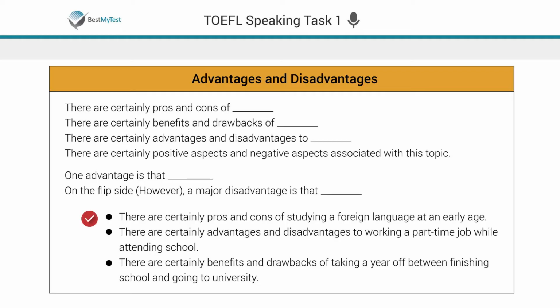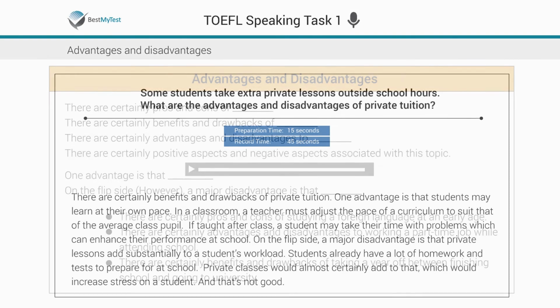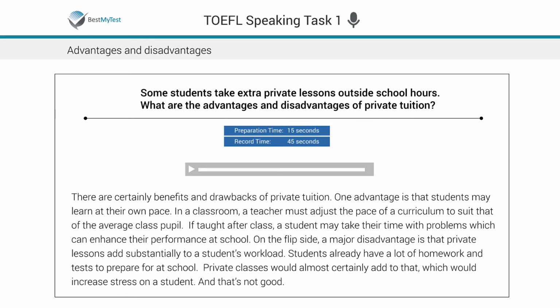There are certainly pros and cons of studying a foreign language at an early age. There are certainly advantages and disadvantages to working a part-time job while attending school. There are certainly benefits and drawbacks of taking a year off between finishing school and going to university. All right, now let's look at a full answer to the following example question. Some students take extra private lessons outside school hours. What are the advantages and disadvantages of private tuition?